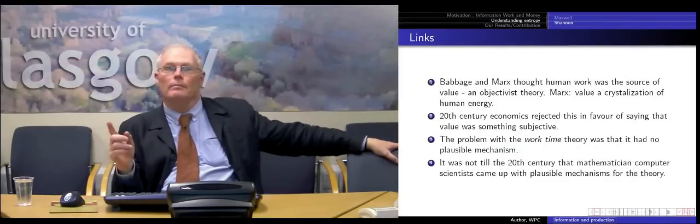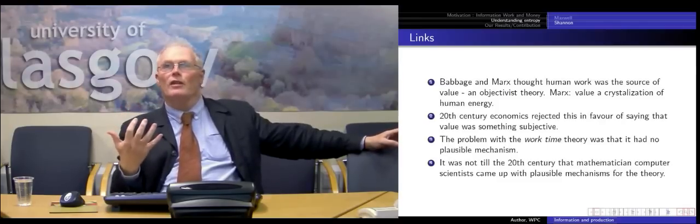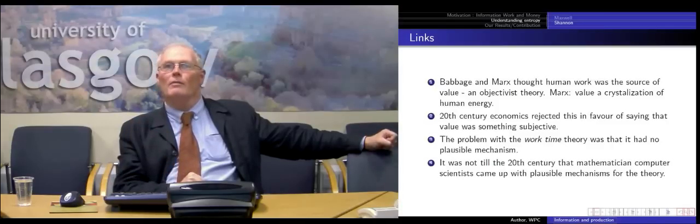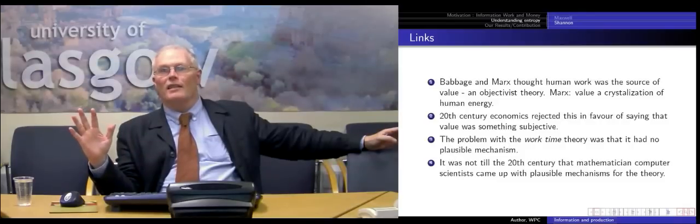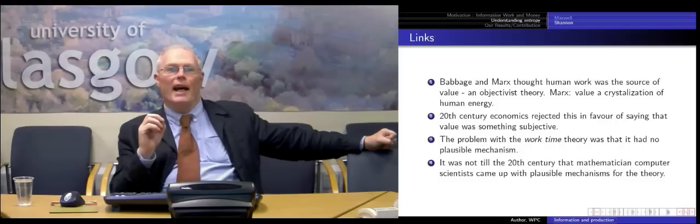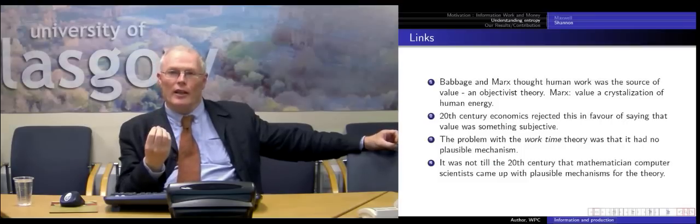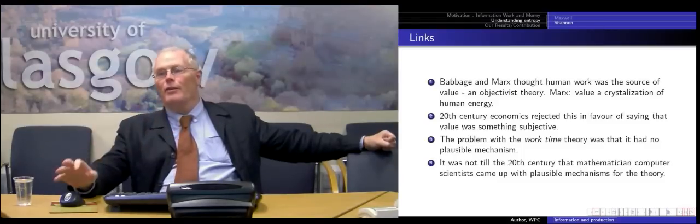Now, what are the links here? Babbage and Marx thought that human work was a source of value, and that's an objectivist view. And Marx actually says that value is the crystallization of human energy. In the 20th century, economists rejected this, saying that value was something subjective instead. And the problem they had was that the work-time theory of value didn't appear to have any plausible mechanism. And it wasn't until the 20th century that mathematicians and computer scientists came up with a plausible mechanism for why the work-time theory of value is correct.